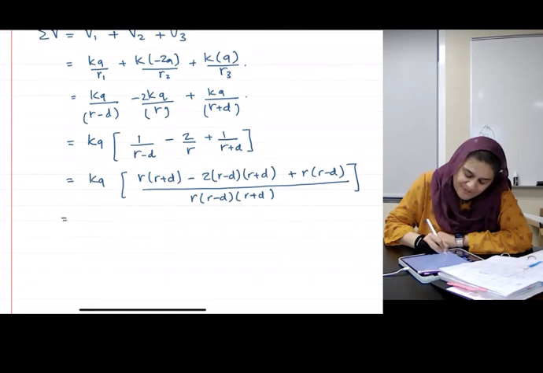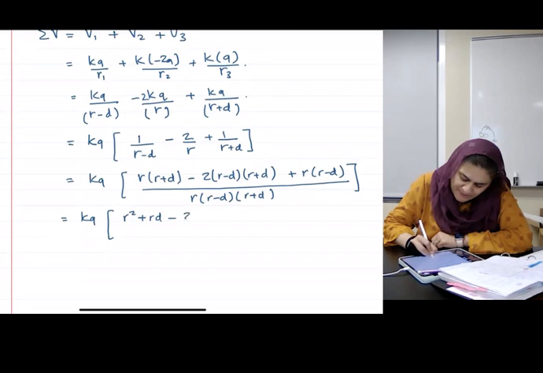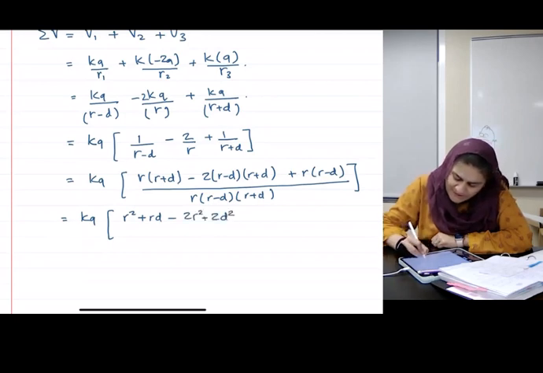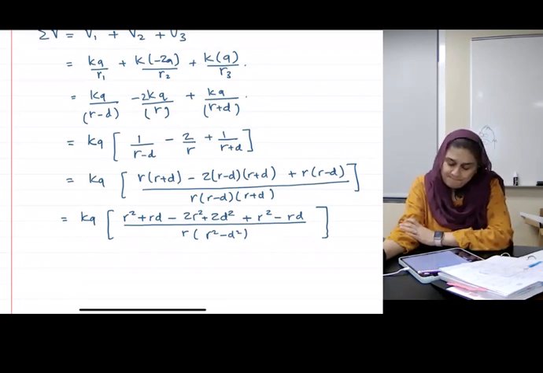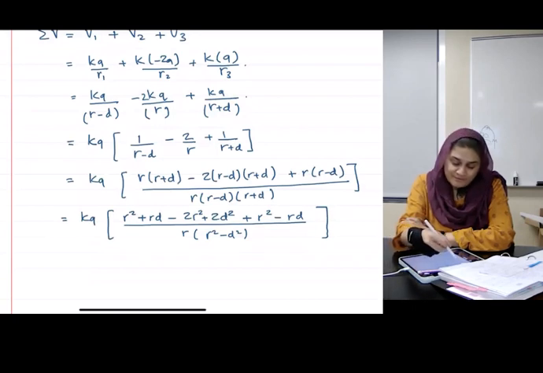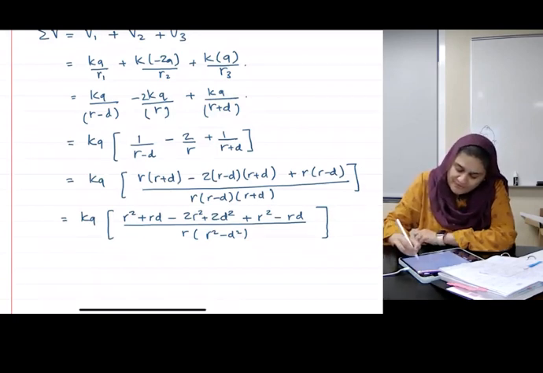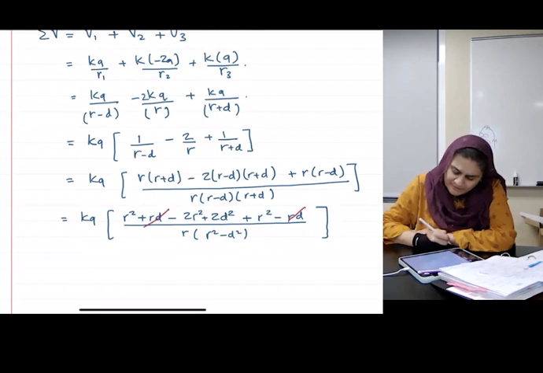Opening brackets and simplifying, I'll have R squared plus RD minus 2R squared minus 2D squared plus R squared minus RD, divided by R squared minus D squared. Please make sure I don't mess up. So that means this will go away. This will go away.